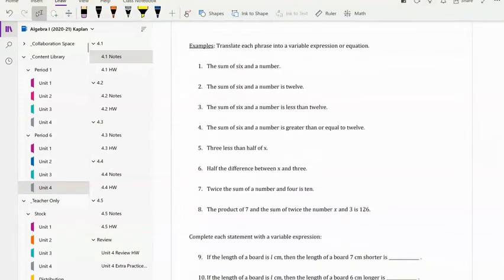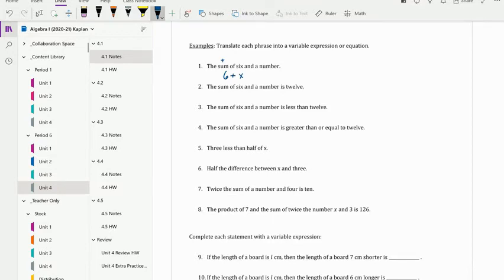Here we go. Translate each phrase into a variable expression or equation. Okay, so the sum of 6 and a number. Hopefully you remember that sum means plus, right? These are the other ones that kind of go a little out of order, but sum means the answer to an addition statement. So it's the sum, it's going to be plus, of 6 and a number. And there you go.